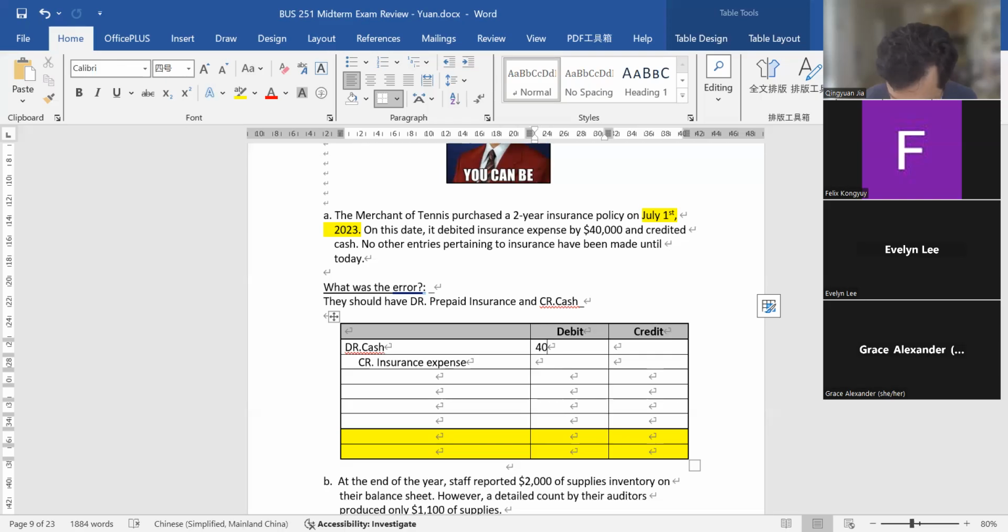This is 40,000, and this is 40,000 as well. So by doing this journal entry, we are doing the reverse one, reverse the entry. And then after that, it goes to the original point, and we will do the right entry.